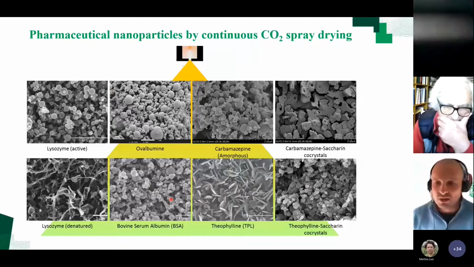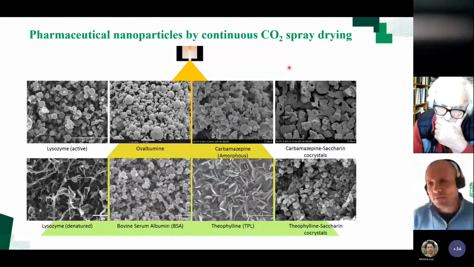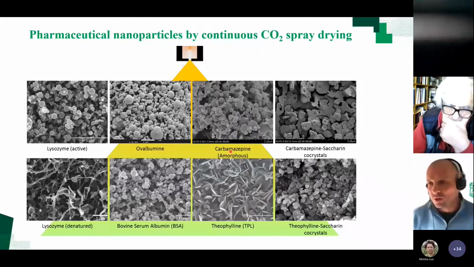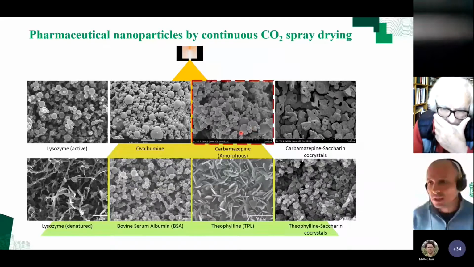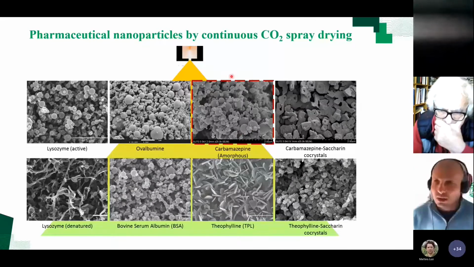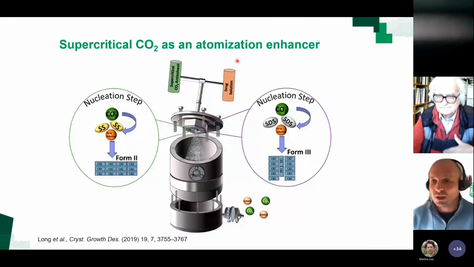On the left-hand side, we see protein model systems, lysozyme, BSA, and so on. And then on the right-hand side, we see small molecule pharmaceutical model systems. This is one of the small molecule APIs that we have been working with to produce nanoparticles, amorphous or crystalline nanoparticles. And we had a student in the group, who was working afterwards as a postdoc, working with different API model systems. And one of them was indeed carbamazepine.